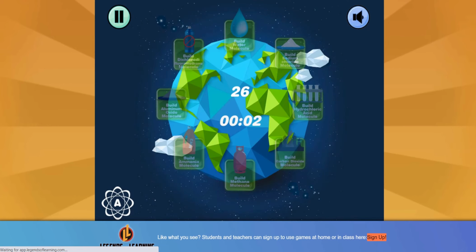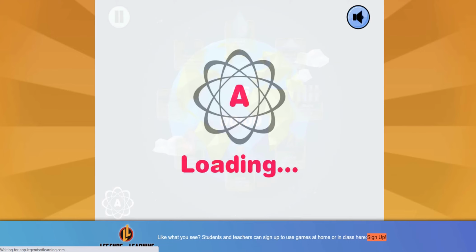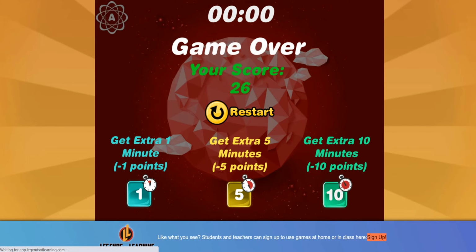Are you ready to accept the challenge? Do you have the right science skills to help you build all the right molecules and compounds?